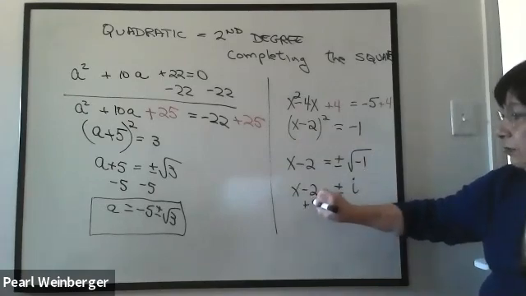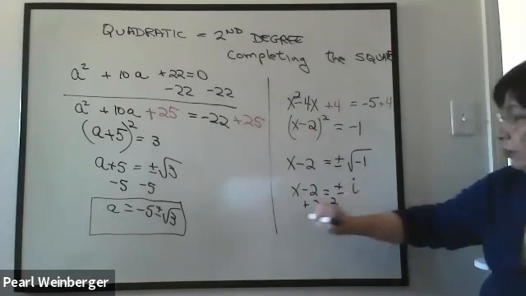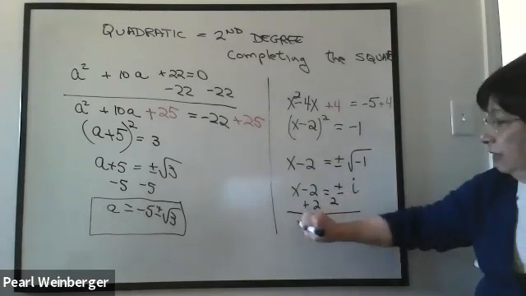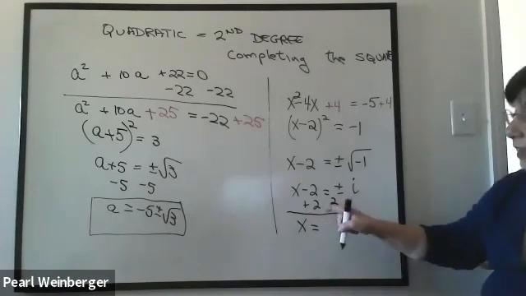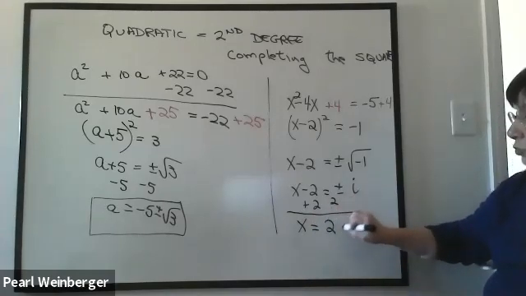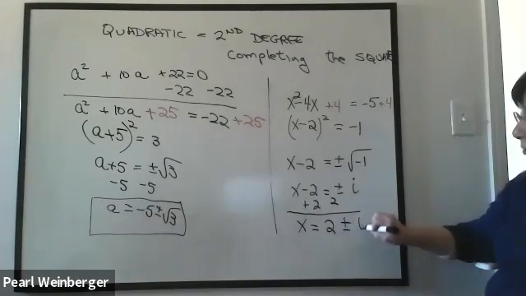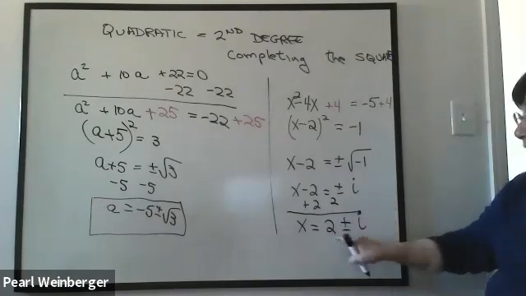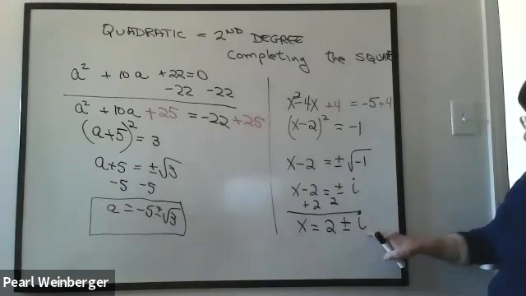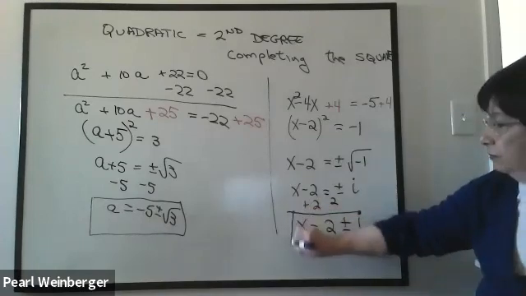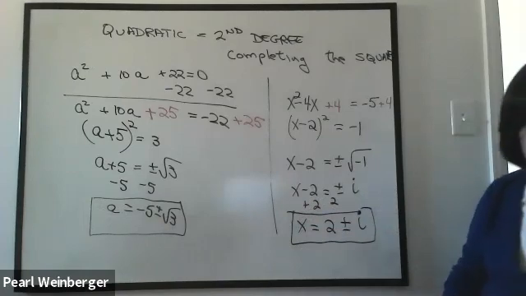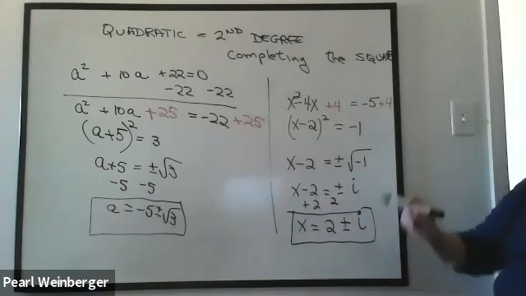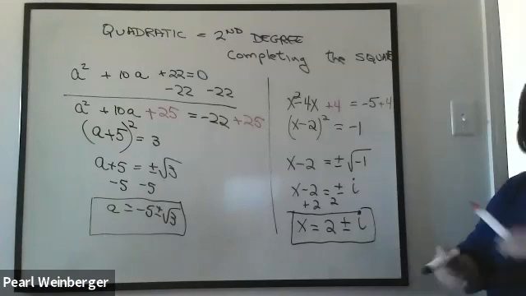I add 2 to both sides to get the x alone. So that gives me x equals, remember I always put the number that I'm adding in front, so there's my 2 plus or minus my i. I can't combine the 2 and the i, they're not like terms. So here's my final answer, 2 plus or minus i. So that's what's called completing the square.